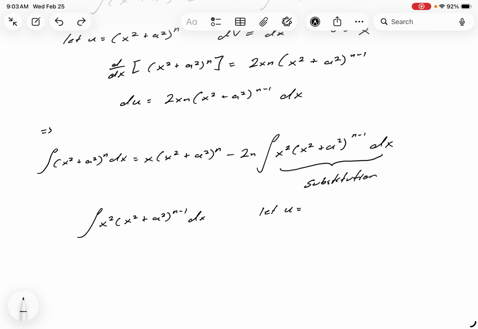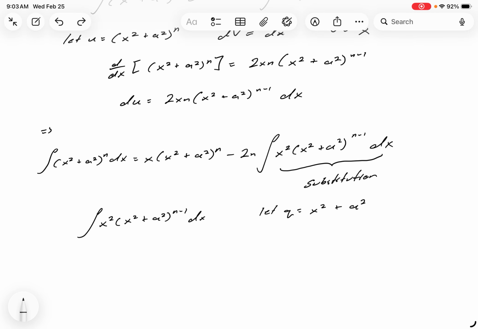Let's use a q substitution. Just to keep things a bit more neat and organized, we're going to use q instead of u. So let q equal x squared plus a squared. We're going to let q equal whatever's inside this parentheses. And that means, let's go ahead and solve for x squared, right?